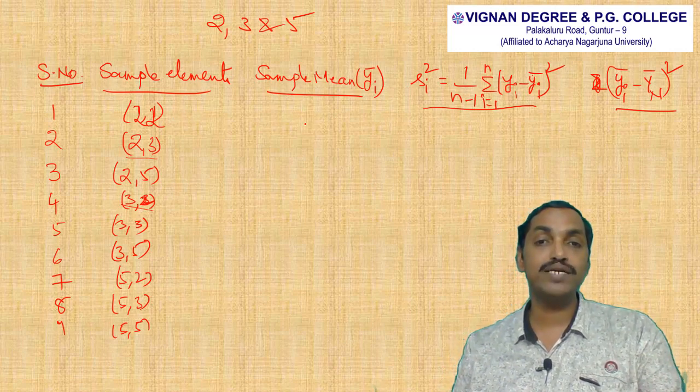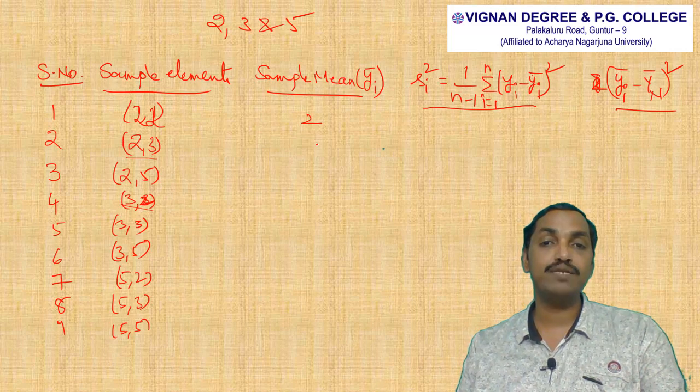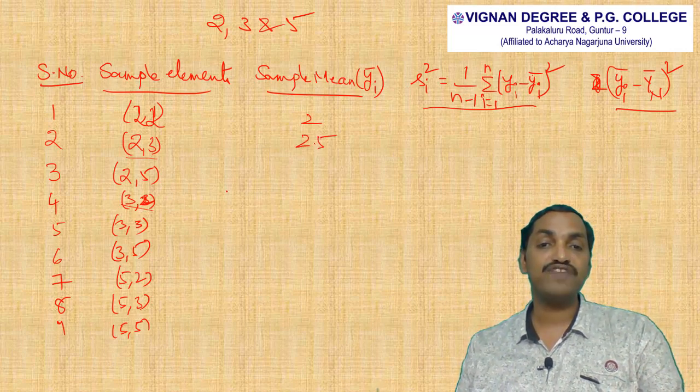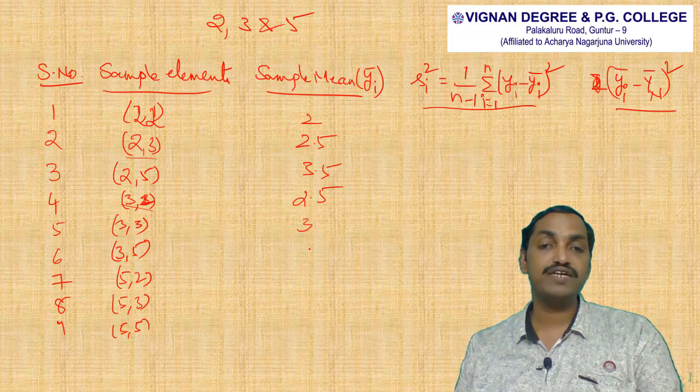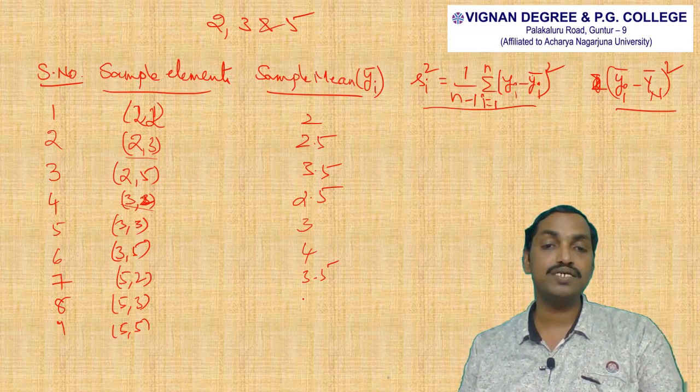Now calculate the sample mean. So 2 plus 2 divided by 2 is 2. 2 plus 3 divided by 2 is 2.5. 2 plus 5 divided by 2 is 3.5. 3 plus 2 divided by 2 is 2.5. 3 plus 3 divided by 2 is 3. 3 plus 5 divided by 2 is 4. 5 plus 2 divided by 2 is 3.5. 5 plus 3 divided by 2 is 4. 5 plus 5 divided by 2 is 5.